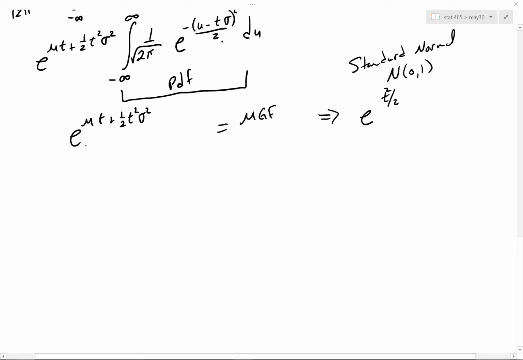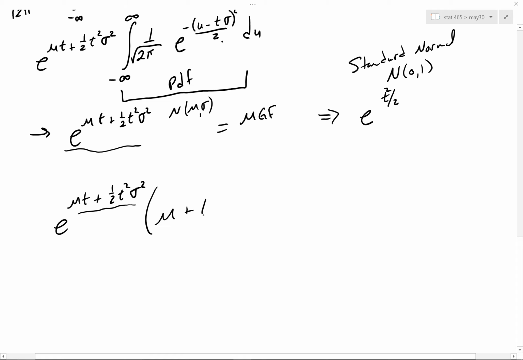So this is all normals. This is normal mu sigma. Okay, and this is the standard normal. Okay, now, I happen to think that this one's kind of a big deal. Okay, let's take the derivative of this thing with respect to t one time. Let's see what happens. So I'm going to get, obviously, e to the mu t plus 1/2 t squared sigma squared times the derivative of this mess, which is mu plus, that's going to be t sigma squared, correct?